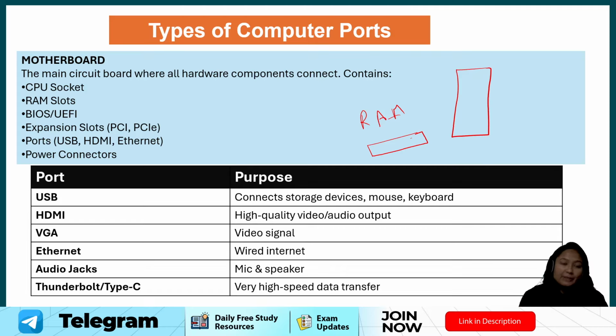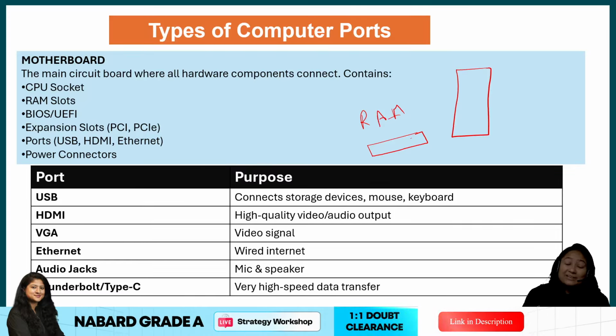Okay, now here when we are talking about the motherboard, we have various components and various things to connect the components to the computer. Okay, so we have the CPU socket. CPU socket, ultimately the CPU is getting connected to the motherboard through the CPU socket. Then we have the RAM slot. This will basically connect the RAM to the motherboard.